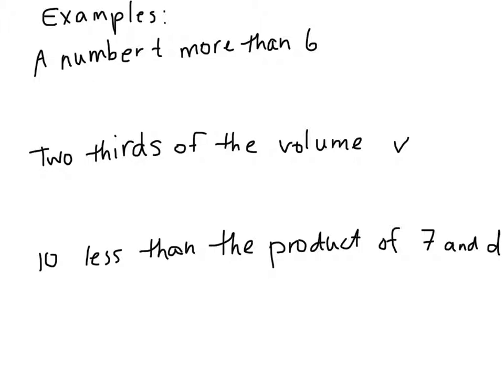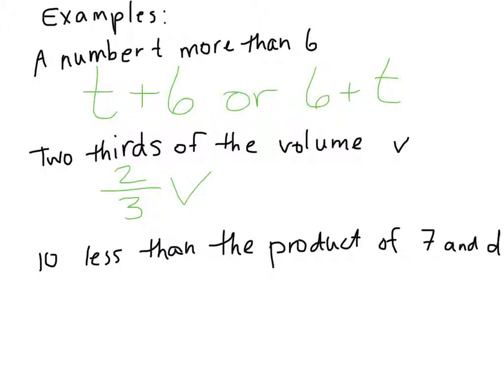So let's do a little translation. If we have a number t more than 6, we're going to take that number t and we're going to add 6 to it. Okay? We can also say that as 6 plus t if I want. Either way is fine. 2/3 of the volume V. So we're going to take 2/3 V times. We don't have to show a dot. We don't have to show parentheses. Just multiply.